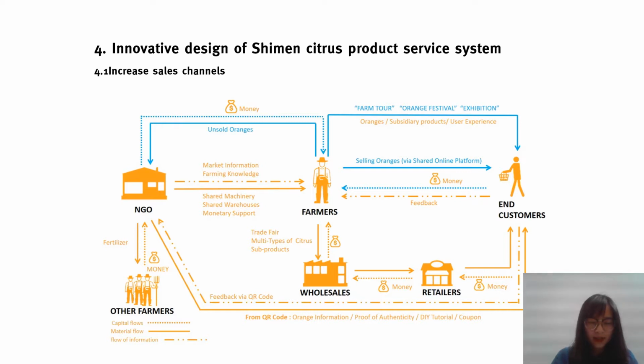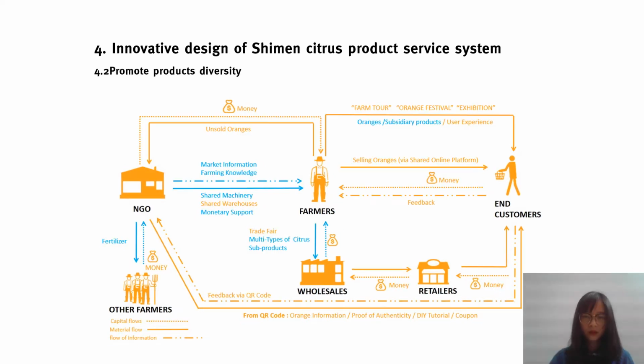There are two methods to sell offline in the new system. First, wholesalers from other places go to Shimen to buy orange products, and then transport them to other cities for retail. Second, in the form of a farmhouse party, the system promotes the experience system in the orchard. Tourists nearby could enter the orchard to pick fresh fruit and enter the workshop for DIY. Unsold oranges will be processed by the NGO to produce fertilizers.